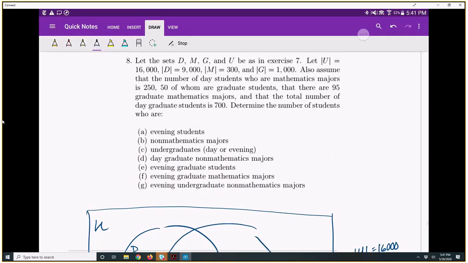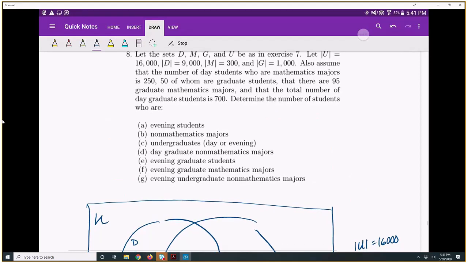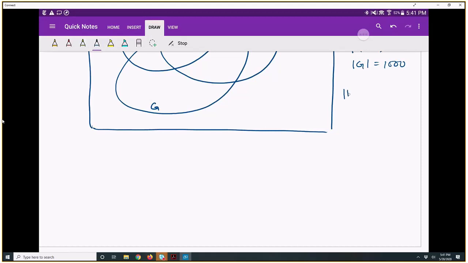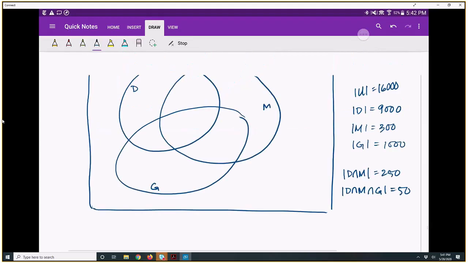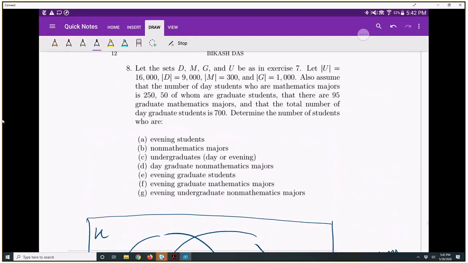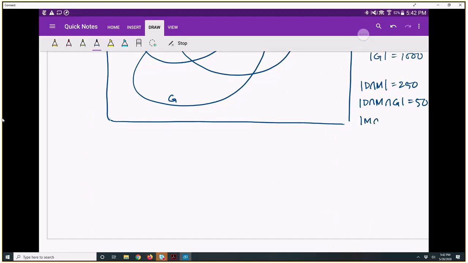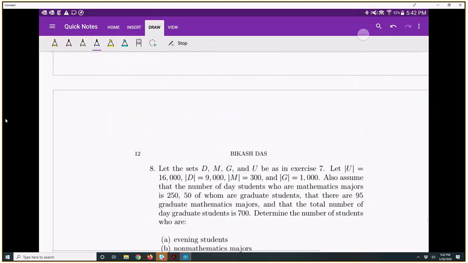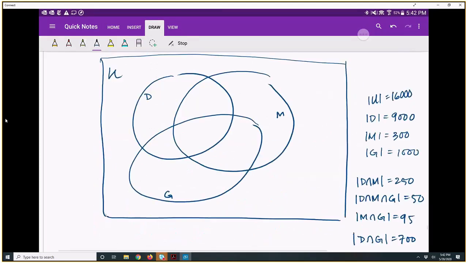Then we know that day students who are math majors is 250. So that I'm going to express as D intersected M 250. Furthermore, we're told that of those 250, 50 of them are graduate students. That's going to be D intersected M intersected with G. Then I know that there are 95 graduate math majors, so that's M intersected G is 95, and D intersected with G is 700, because 700 graduate students go during the day.